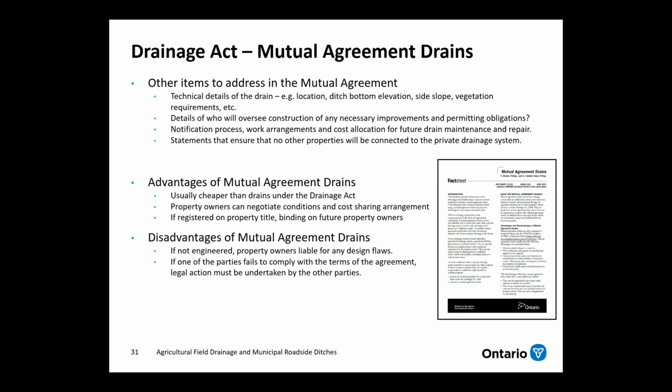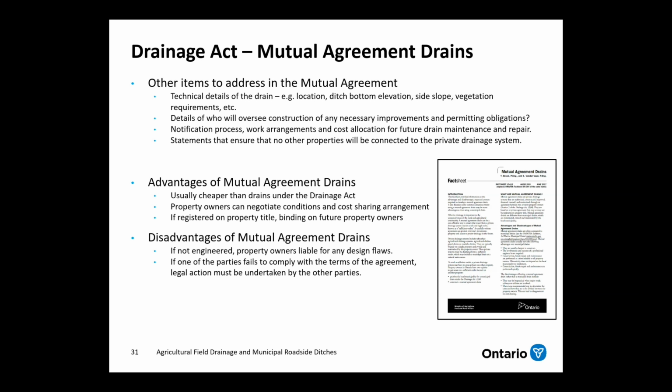How are the costs allocated for the future maintenance and repair? And then also things that protect the drain from future changes. So statements such as, no other property owner can connect into the private farm system that's using the municipal roadside ditch as an outlet, as an example, are things that could protect each individual person on that agreement. So as a resource, OMAFRA has a mutual agreement drains fact sheet that has the process of doing this, as well as walking through some tips and suggested practices if individuals are interested in doing this. And this can be, again, between private property owners, farmer and farmer, farmer and municipality, etc.